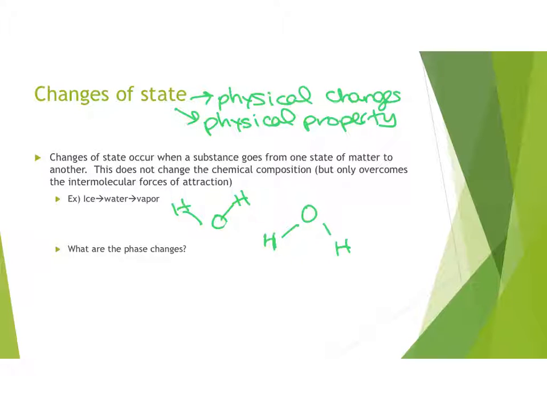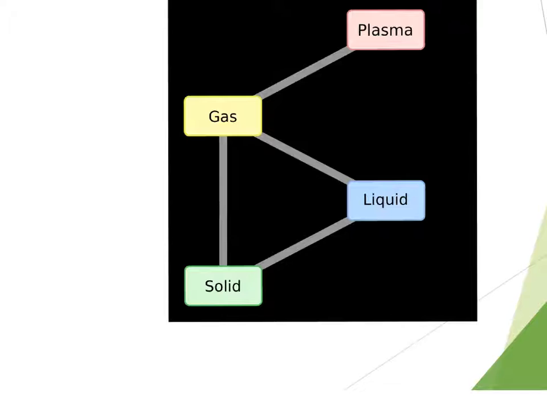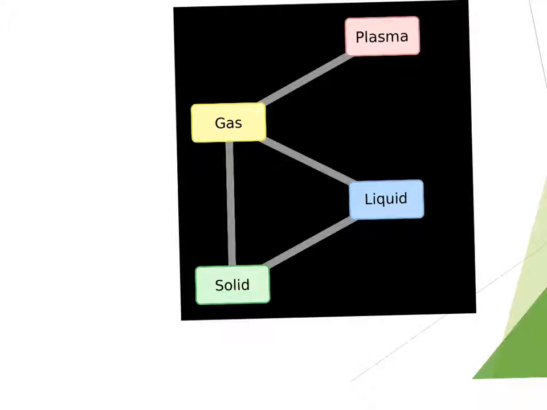So what are the phase changes? Well, you used to know the phase change triangle. Oh, sublimation. So instead, we're going to add the plasma to it. Let's start easy. When we go from solid to a liquid, what is that? That's melting. What about when you go from a liquid to a solid? Freezing.